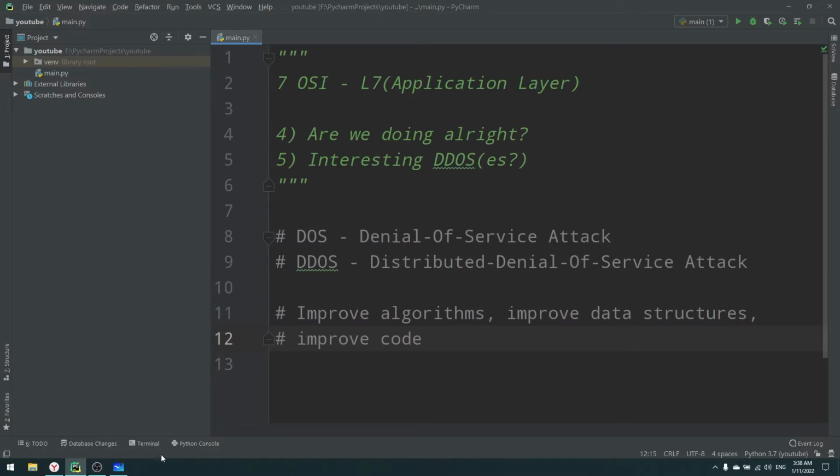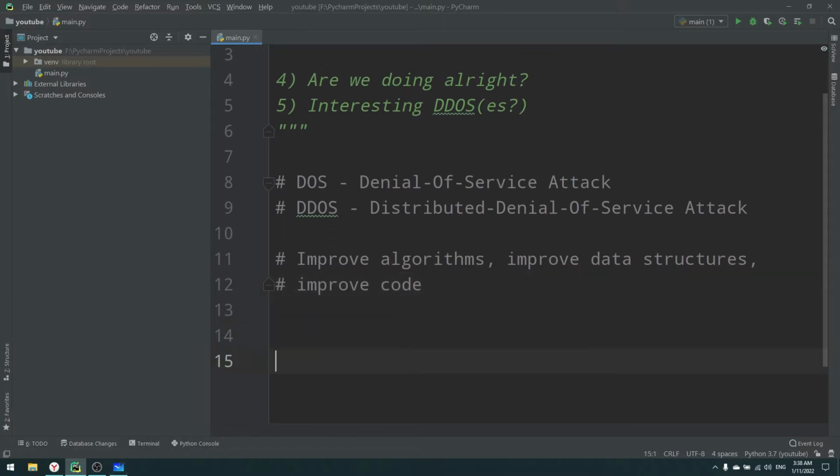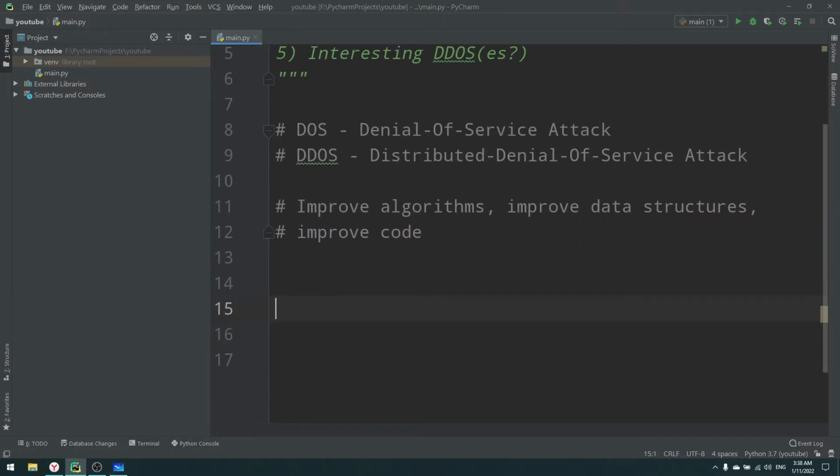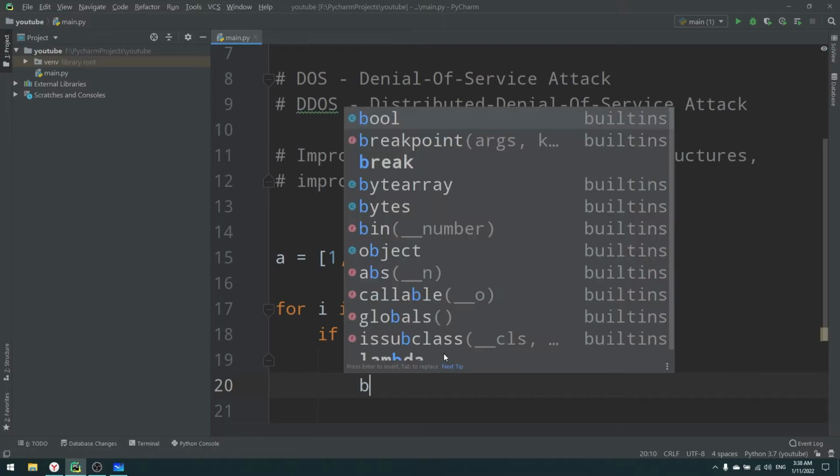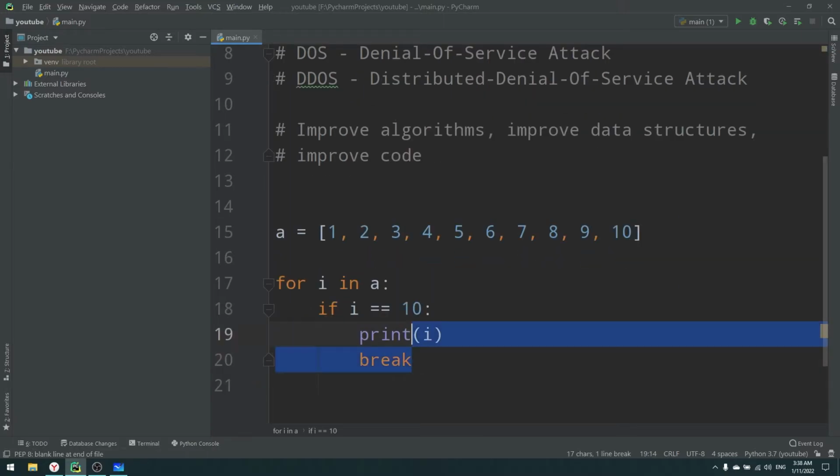Why that? Because imagine that you have this piece of code in your program. You have list A: 1, 2, 3, 4, 5, 6, 7, 8, 9, and 10. What you need to do in that piece of code is find 10. So you write: for i in A, if i equals 10, and once again, we are looking for number 10 in that list, you print i and break, something like that. What is the problem with that piece of code?